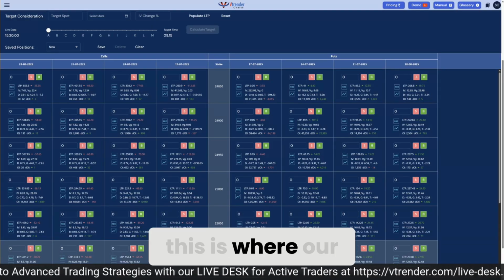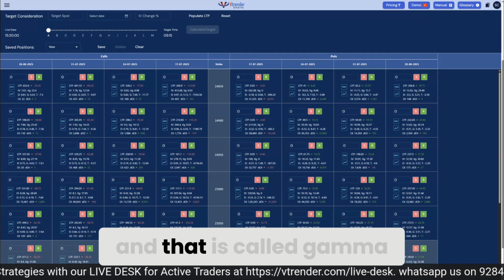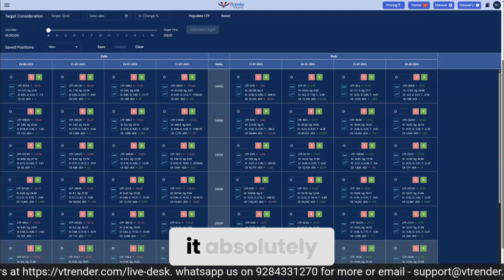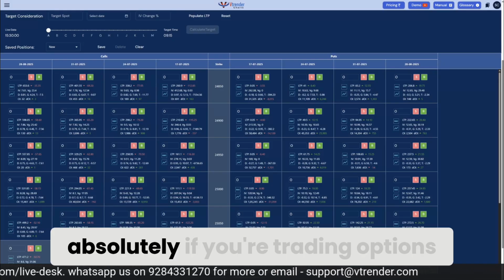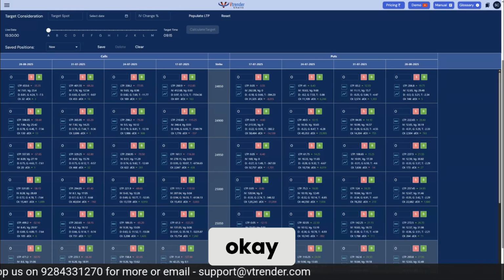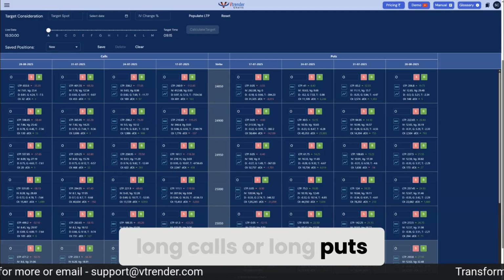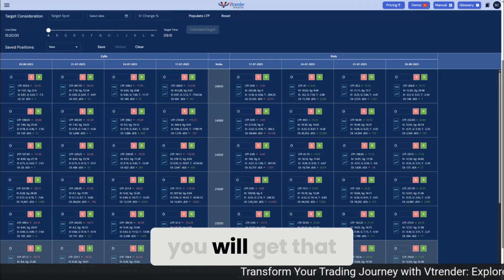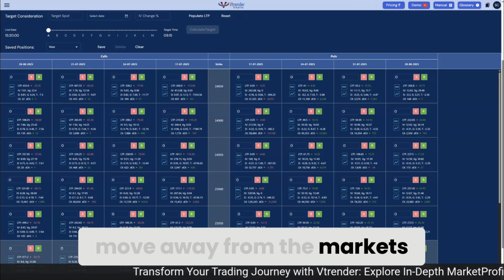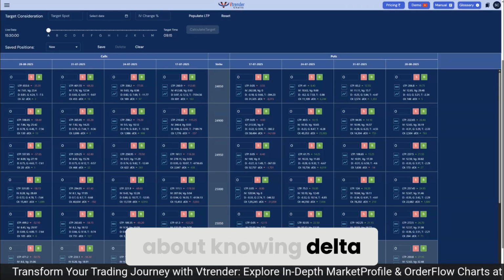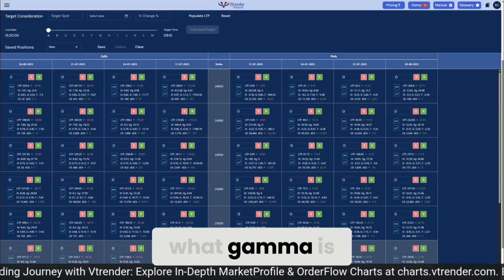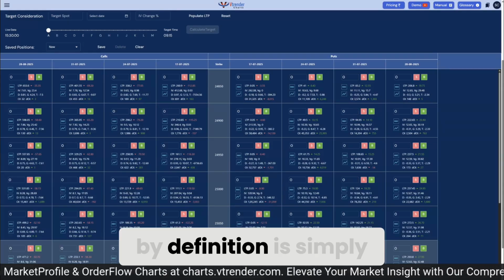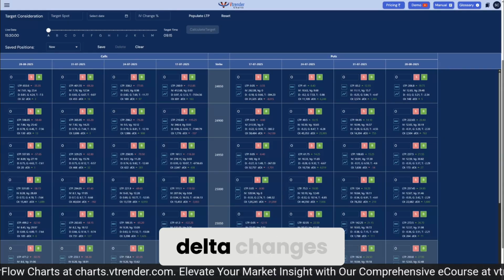Now this is where our second friend comes in, and that is called gamma, right? So delta is your first option Greek. You need to know it absolutely if you're trading options. And if you're trading long options, long calls or long puts, we highly recommend that you choose a delta of 0.6 and more, because you will get that kind of a percentage move from the markets. But it's not just about knowing delta, it's also about knowing what gamma is, and gamma is the game changer. Gamma, by definition, is simply the rate at which delta changes.